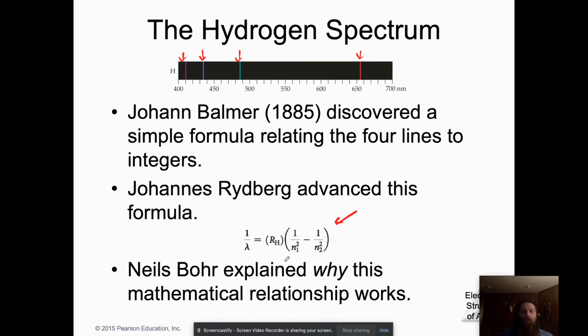1 over lambda equals R sub H times 1 over n squared initial minus 1 over n squared final, initial and final being those subscripts. So you don't need to know this equation. The Rydberg equation is famous, but you don't need to know it for the class. What we want to know is that this is what caused Niels Bohr to come up with the Bohr model of the atom. He was trying to explain why this relationship works.